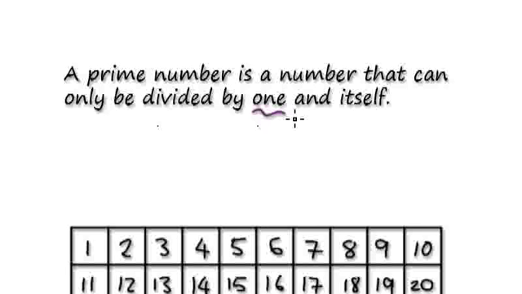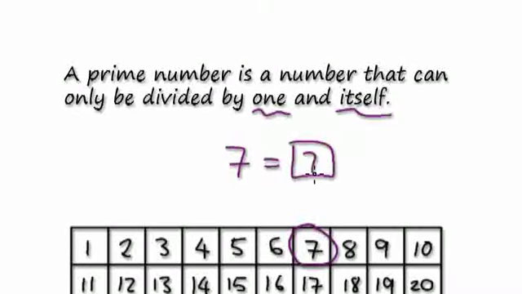A prime number is a number that can only be divided by 1 and itself. So for example, 7 is a prime because the only way of writing 7 is 7 times 1. This is the only way of writing it. It can only be divided by 1 and itself.